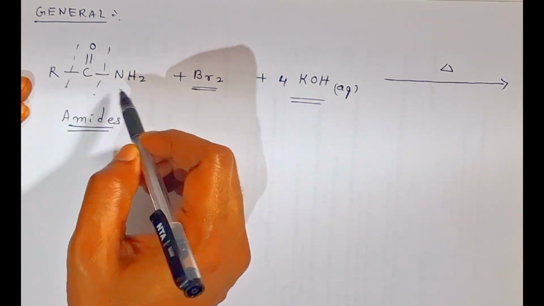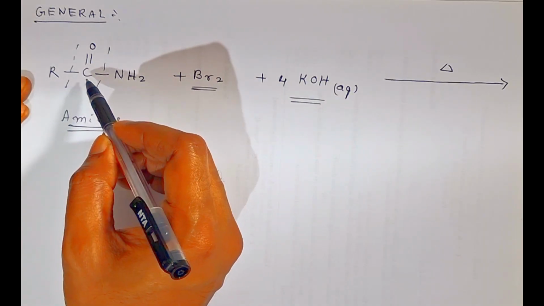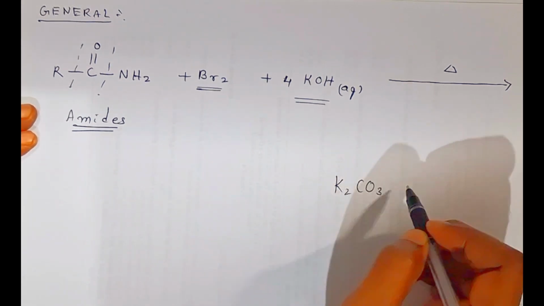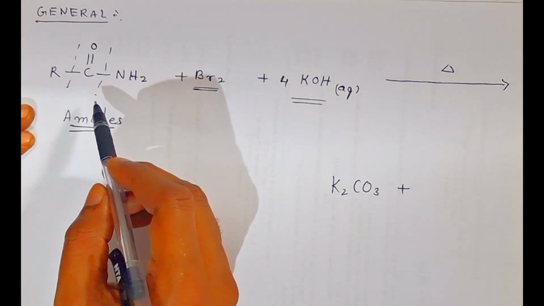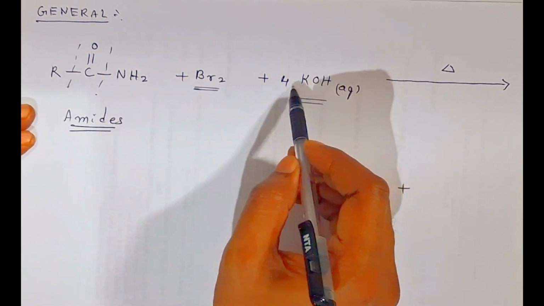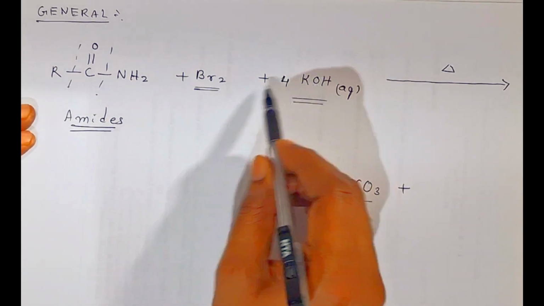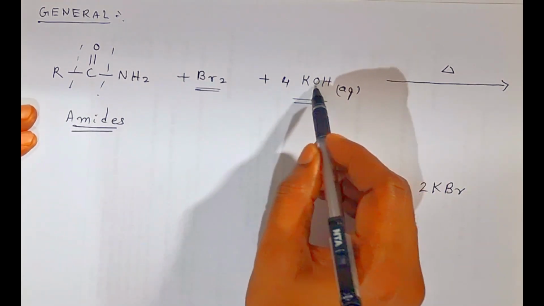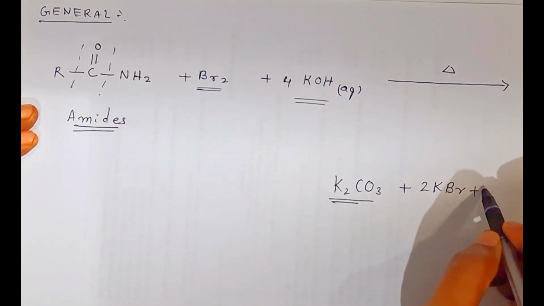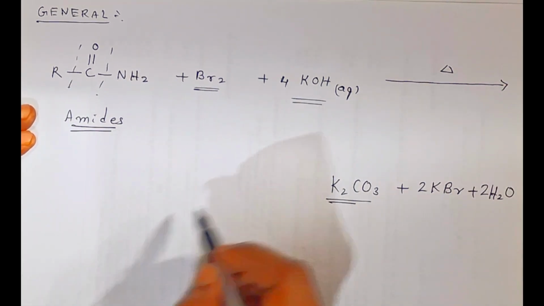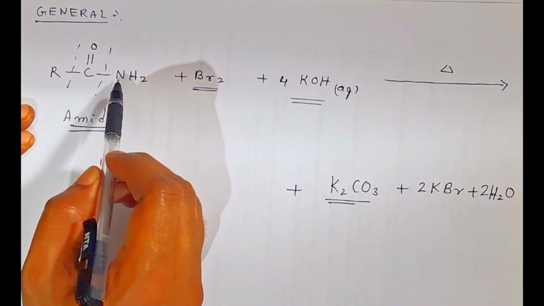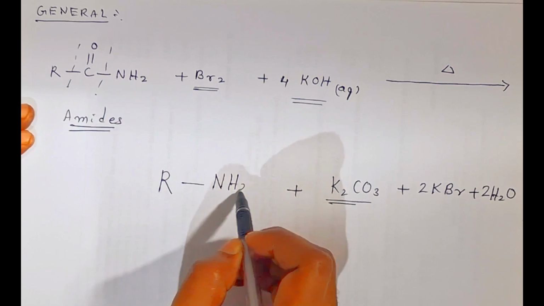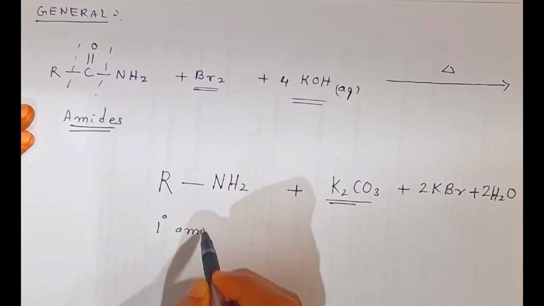The carbonyl will break and combine with potassium, giving K2CO3. Out of 4, 2 potassium have been used. The other 2 potassium combine with bromine and give 2 KBr, potassium bromide. The 2 hydroxyl oxygens are removed as 2 water molecules. Now the alkyl migrates and combines with the nitrogen, and it forms the primary amine. So this way you have got the primary amine.